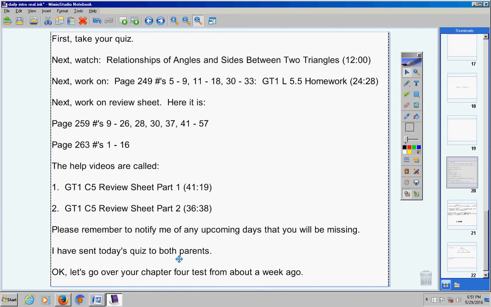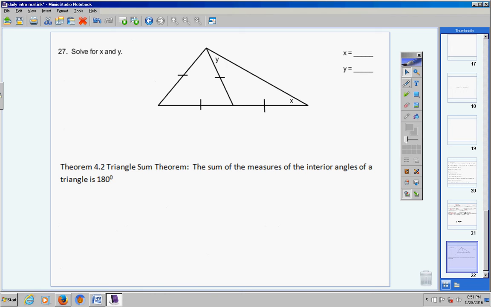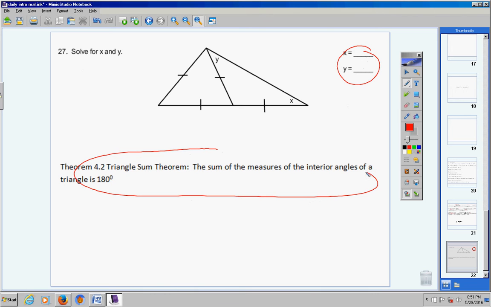Okay, let's go over your chapter 4 test from about a week ago, okay? Now, I know you don't have it with you. I understand that. I have your chapter 4 test here with me, and I apologize. There's really nothing I can do about that, but here it is, okay? You did great on the test. You missed these 2 here, and you missed this one here. I want to talk to you about both of these. I will try to go quickly.